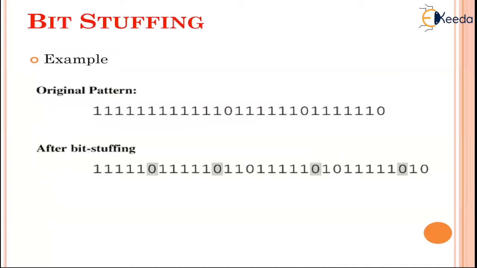With the use of bit stuffing, arbitrary bit patterns can be inserted into the data field of the frame. This property is known as data transparency. The figure shows an example of bit stuffing.